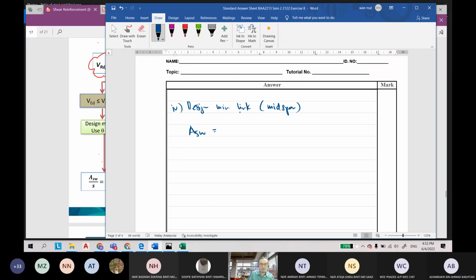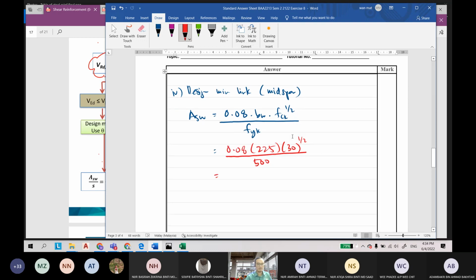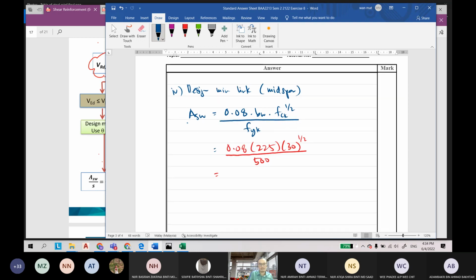equal to 0.08 times BW times square root of FCK, and then divide by FYK. The answer is 0.08 times BW is 225 times square root of 30 divide by 500. What is the value of ASW now? Sorry, this is ASW over S.